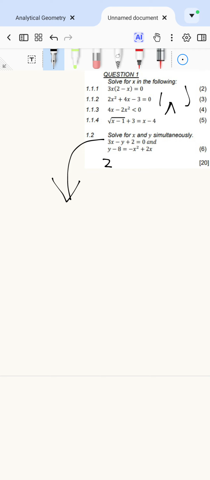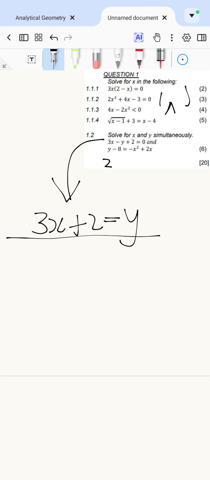If I add y on both sides, I'm going to have 3x plus 2 is equal to y. Y is my subject. It's alone on one side. Great. The next thing that I'm going to do is take this equation that I've created now, which came from the first one, and put it into the one that I didn't use, so I'm going to put it into this one.